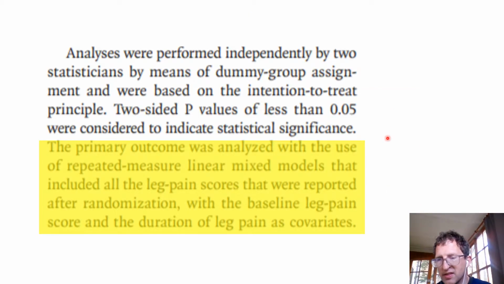The other thing, and this is probably a bit too advanced, but I'll mention it briefly, is that if you look at the statistical section of the paper or the results, you often find little ways that the paper deals with these different phenomena. So you might notice here, in the statistical section, the primary outcome was analysed with the use of repeated measure linear mixed models. That just means a mathematical model that deals with some of these, in this case confounders, so baseline leg pain scores, duration of leg pain. So that's what they're doing here.